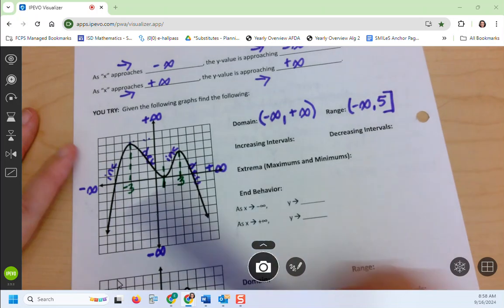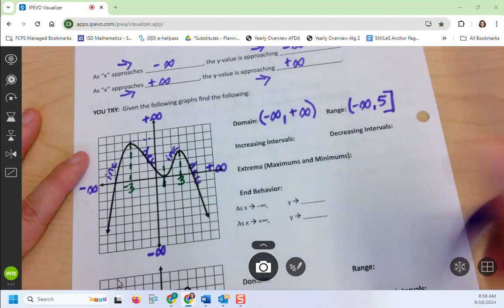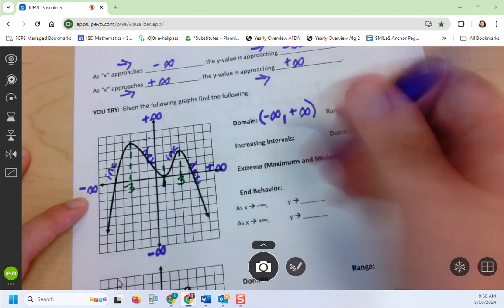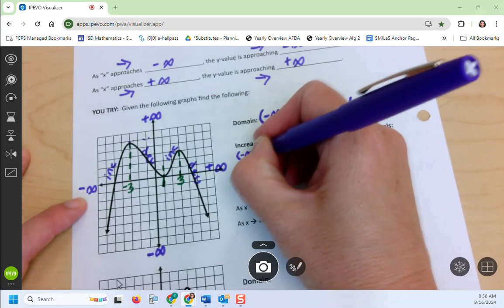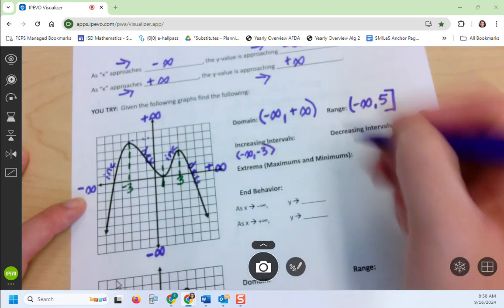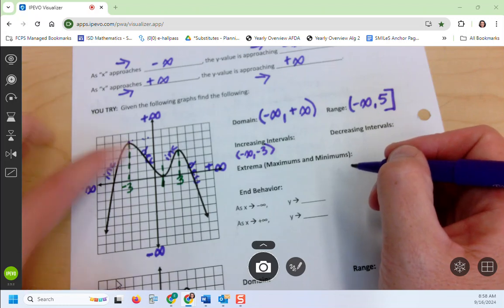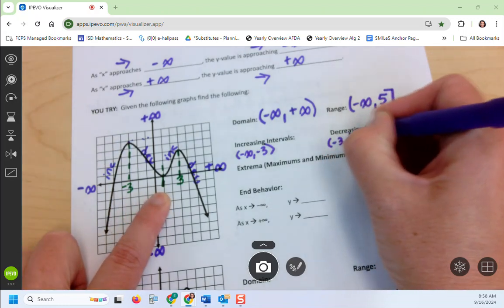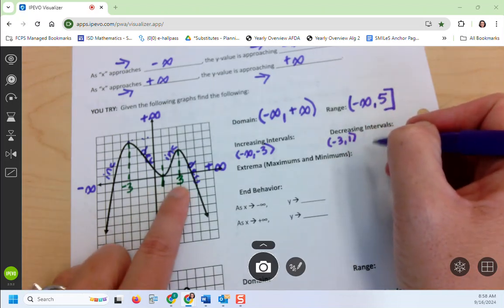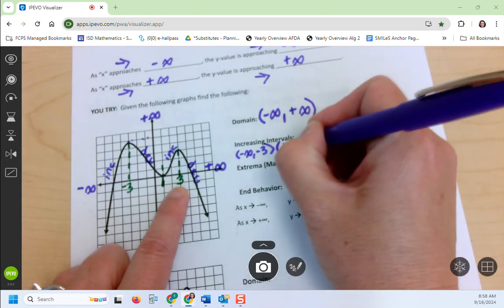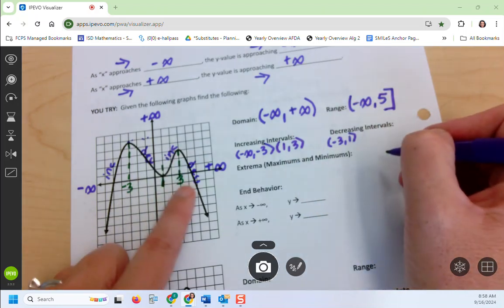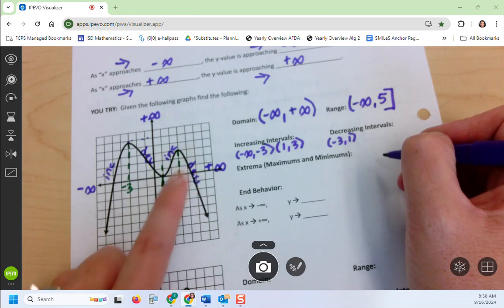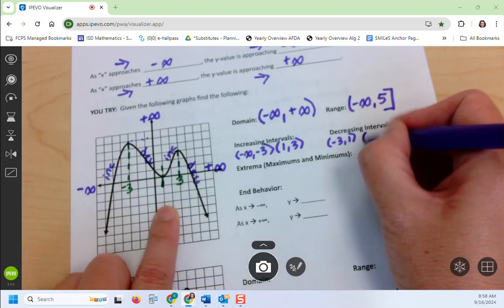All right. Now we're just going to look at the x-axis. Remember, increasing and decreasing is only x numbers. So on the x-axis, it's increasing from negative infinity to -3. Always use parentheses on increasing and decreasing. Decreasing from -3 to 1. Increasing from 1 to 3. And then decreasing from 3 to positive infinity. Because remember, it's the x number that matters, not the y. So 3 to positive infinity.